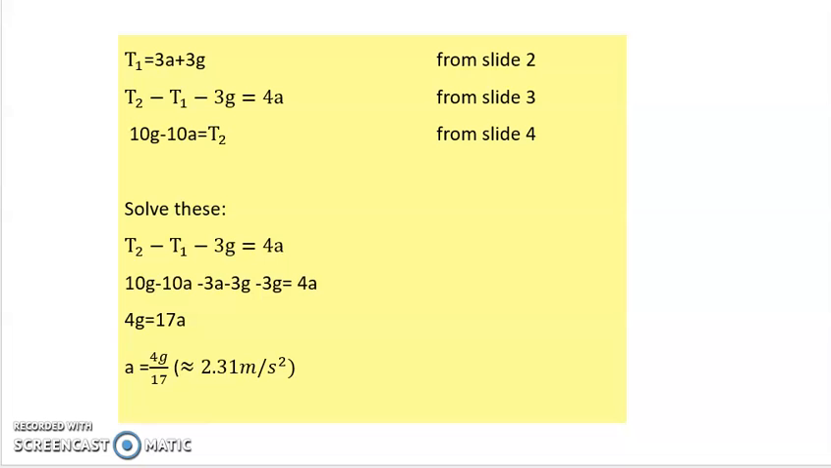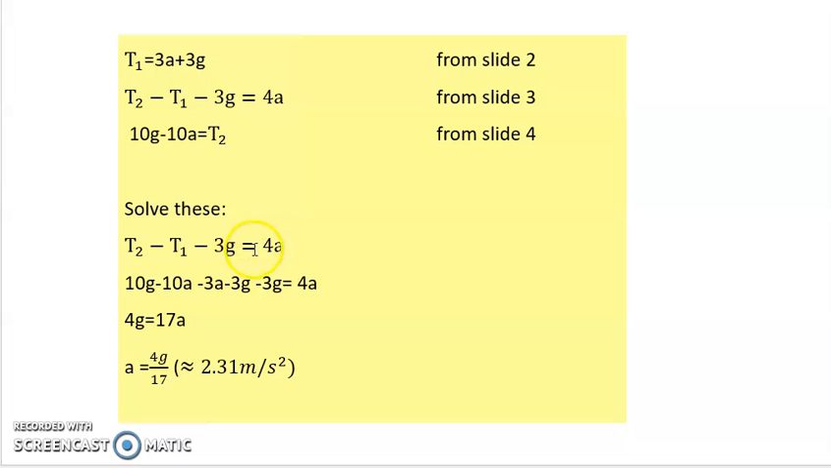So that all sounds very complicated, but from slide 2 we have that tension 1 is equal to 3a plus 3g. From slide 3 we have tension 2 minus tension 1 minus 3g is equal to 4a. And from slide 4 we have that 10g minus 10a is equal to tension 2. What I'm now going to do is substitute in 10g minus 10a for T2 and 3a plus 3g for T1.